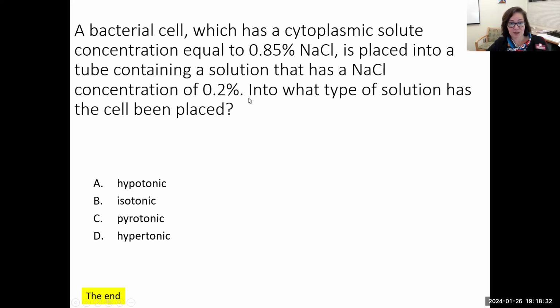And what's the term that we use to mean less concentrated than the cell? It's going to be either hypo or hyper. If it's less concentrated than the focal cell that you're interested in, then we say hypotonic. So if the cell has been placed into this dilute solution, that's a hypotonic solution.